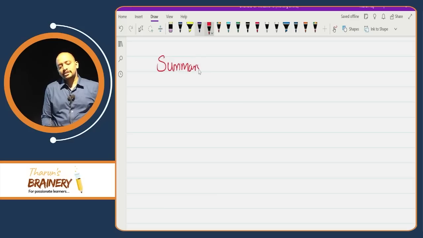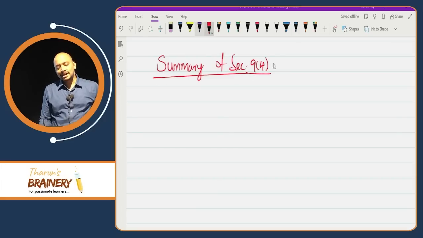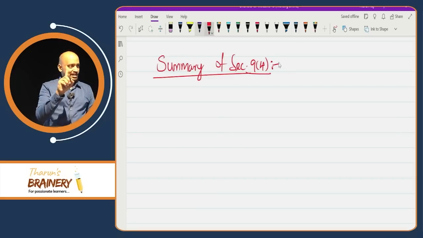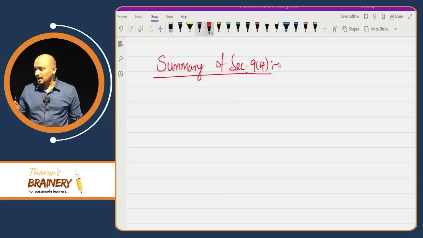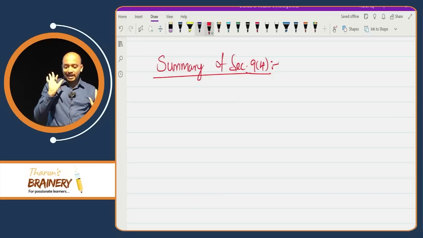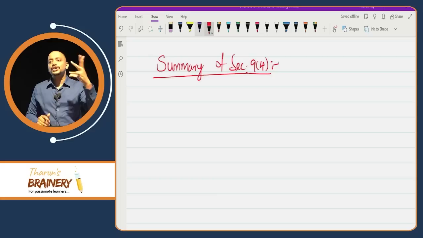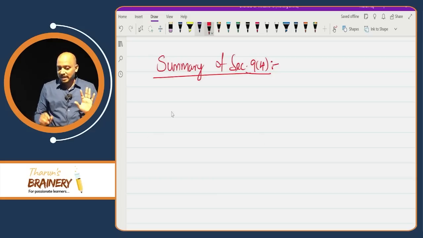Summary of section 9 subsection 4. Till the November 22 exam they did not ask, but this concept is there in your study material. So the chance is there, they could coin at least one MCQ on this. So please be careful. Summary of section 9 subsection 4.